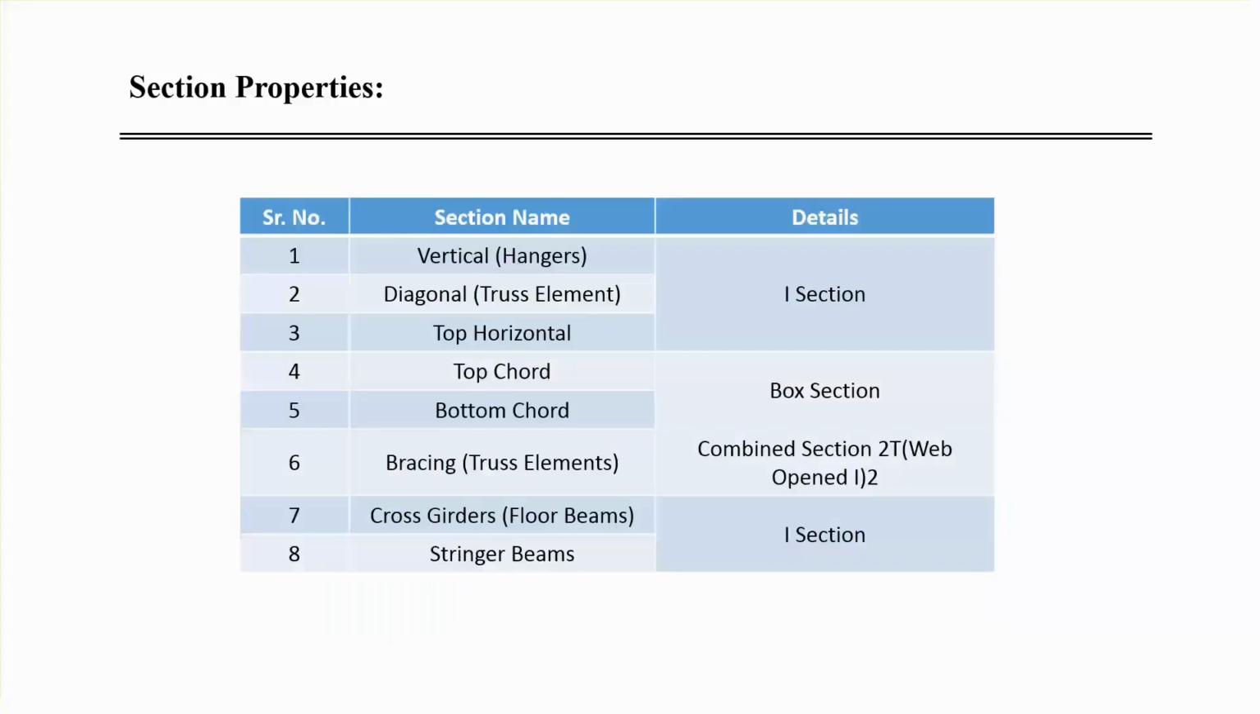Okay, so you can see this is the tabular data for the sections. The diagonals and the bracings we are going to create as truss elements, and the remaining will be beam elements only. While creating or connecting them, we have to make sure that there is no intersection of truss elements. We will come back to that point later.